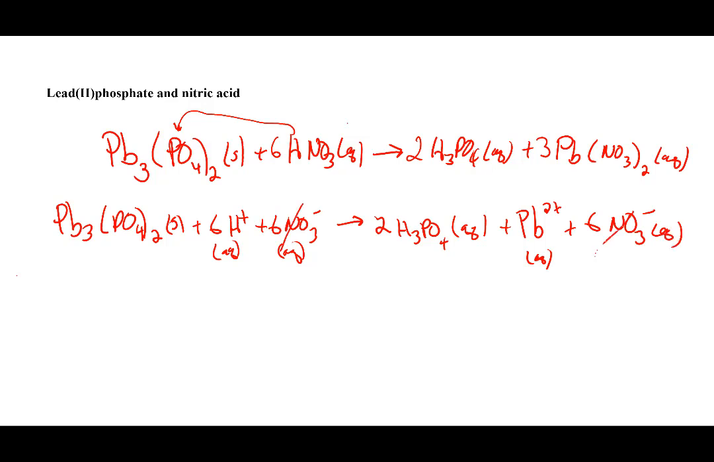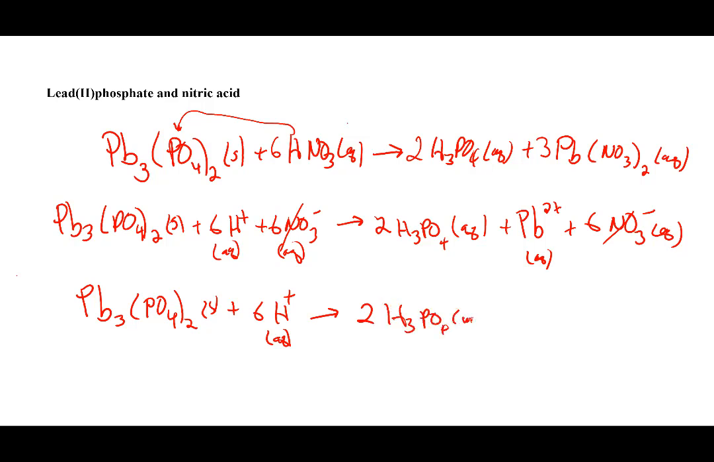Okay, so the nitrates cancel, and the rest does not. So our net ionic equation is Pb3(PO4)2, that's a solid, plus 6 H+, that's aqueous. That goes to make 2 phosphoric acids. Those are aqueous. And the lead ion. So there's a reaction that will dissolve lead phosphate by essentially stealing the phosphates off the lead phosphate using the acid.